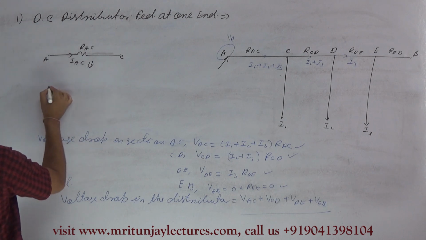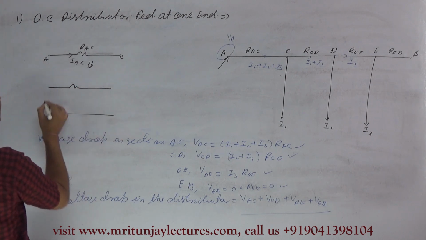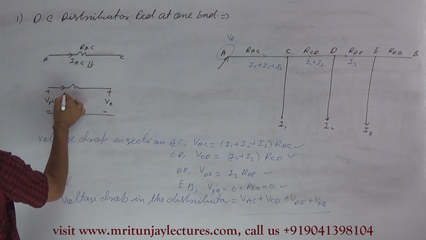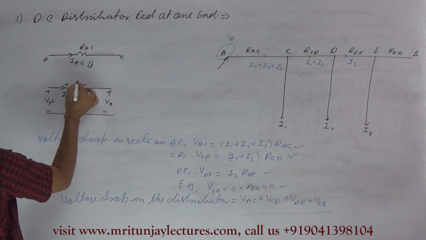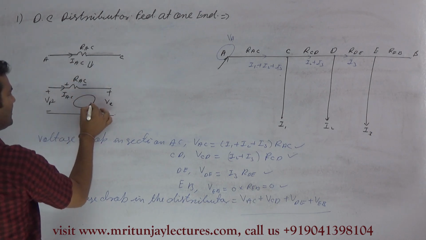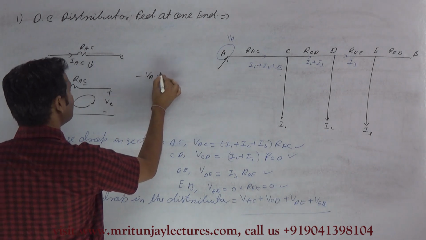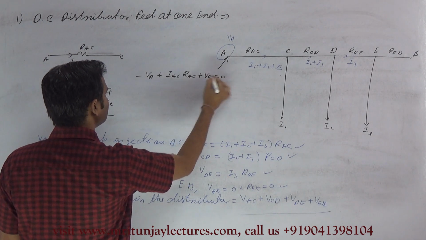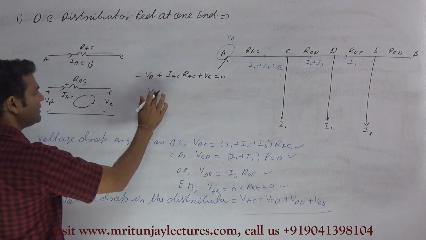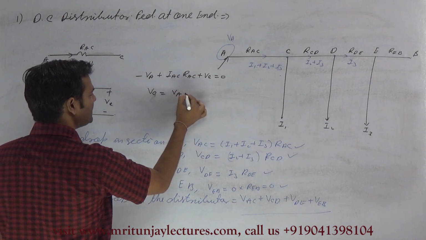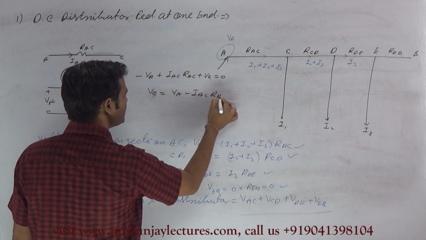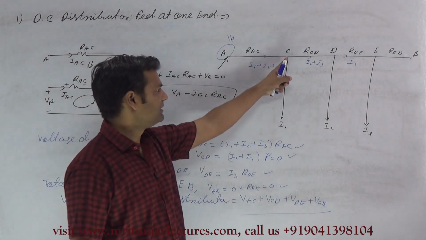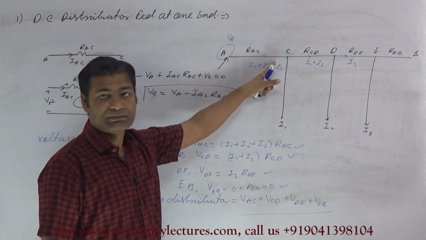What is the actual meaning of this? The actual meaning is plus minus, plus minus. That is VA and that is VC, the current is I of AC, and the resistance is R of AC. Apply KVL in this loop: minus VA plus I of AC into R of AC plus VC is equal to 0. So VC is equal to VA minus I of AC into R of AC. Clear? If you determine VC, it means this voltage minus this voltage drop.